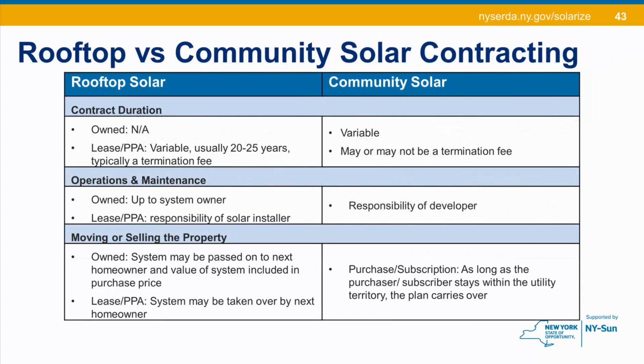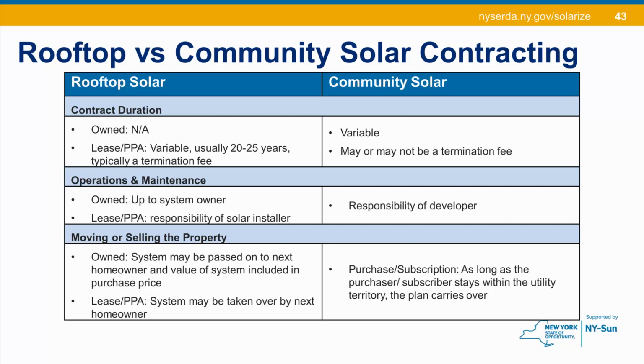Lastly, there will be variation among rooftop solar campaigns and community solar campaigns when it comes to key contract details, such as contract duration, operations and maintenance, and moving or selling the property. Contract duration. In rooftop solar campaigns, leases and power purchase agreements will vary in length, but are typically somewhere between 20 and 25 years. Contracts will typically include a termination fee. Community solar contracts also tend to vary in length, and they may or may not include a termination fee.